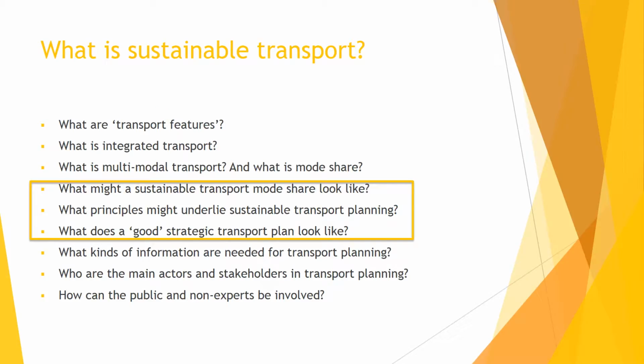So this week is about the middle set of questions around sustainable transport, what you need to do to move to a more sustainable transport model, which requires us to look at land use planning and zoning, the principles underlying sustainable transport planning, what a good strategic transport plan might look like. So we'll look at some examples to give you some ideas so that you can have a more critical lens at which to view the planning for your own region.